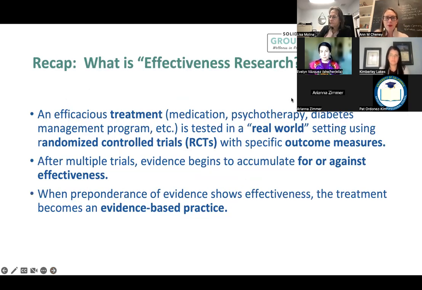So to recap, what is effectiveness research? An efficacious treatment, so this could be medications, psychotherapy, a diabetes management program, that's tested in a real world setting using randomized controlled trials with a specific outcome measure or measures. After multiple trials, evidence begins to accumulate for or against effectiveness. And when there's a preponderance of evidence that shows that the treatment or the intervention demonstrates its effectiveness, the treatment then becomes an evidence-based practice.